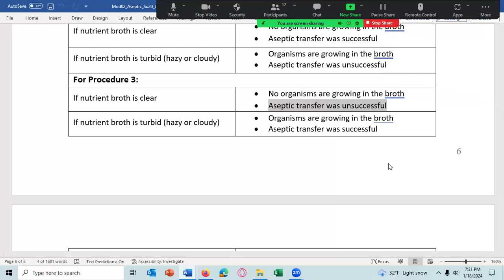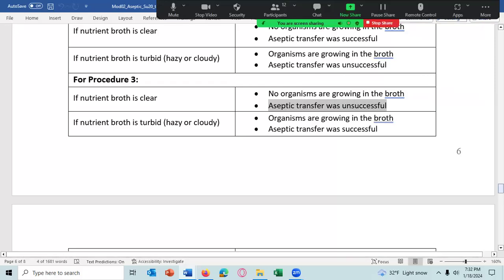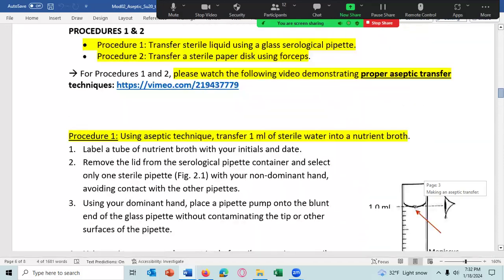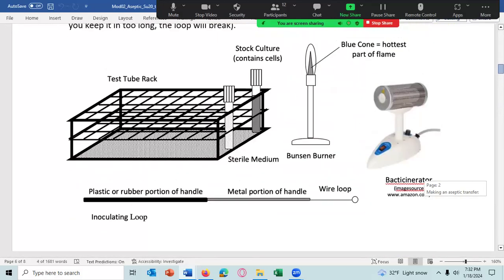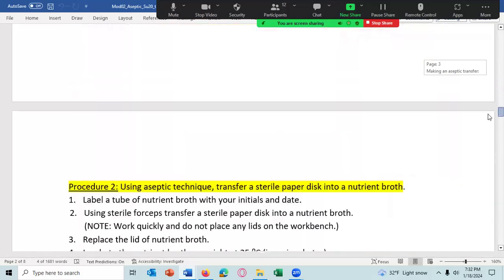Where are you getting the bacteria and where are you putting the bacteria? I don't fully understand the lab here. Go on. No, I'm not sure. I'll have to read through it again to make sure I got it right. What you're doing is you're transferring from a stock culture and putting the bacteria into some sterile media. Okay.